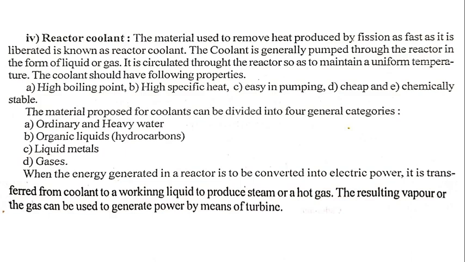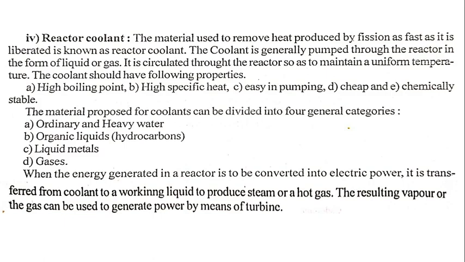Now next, that is the reactor coolant. The material used to remove heat produced by fission as fast as it is liberated is known as reactor coolant. The coolant is generally pumped through the reactor in the form of liquid or gas. It is circulated through the reactor so as to maintain a uniform temperature. The coolant should have the following properties.